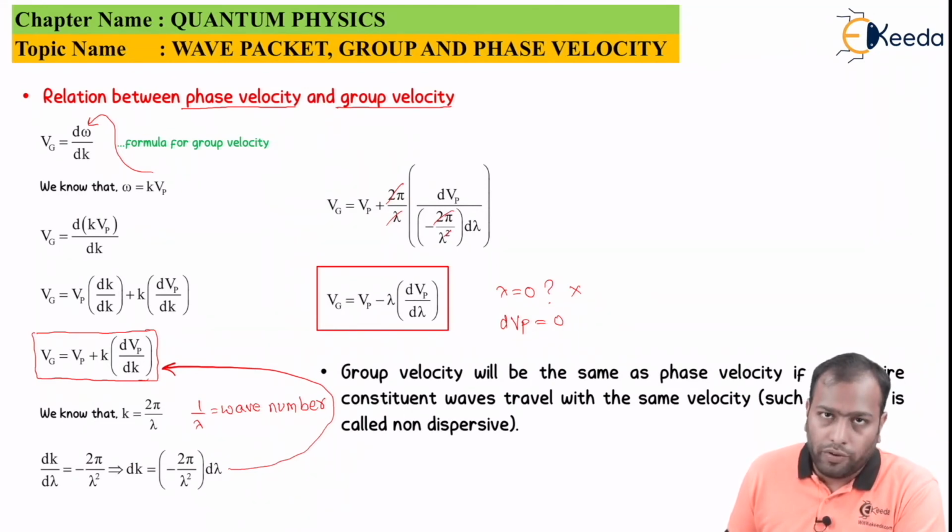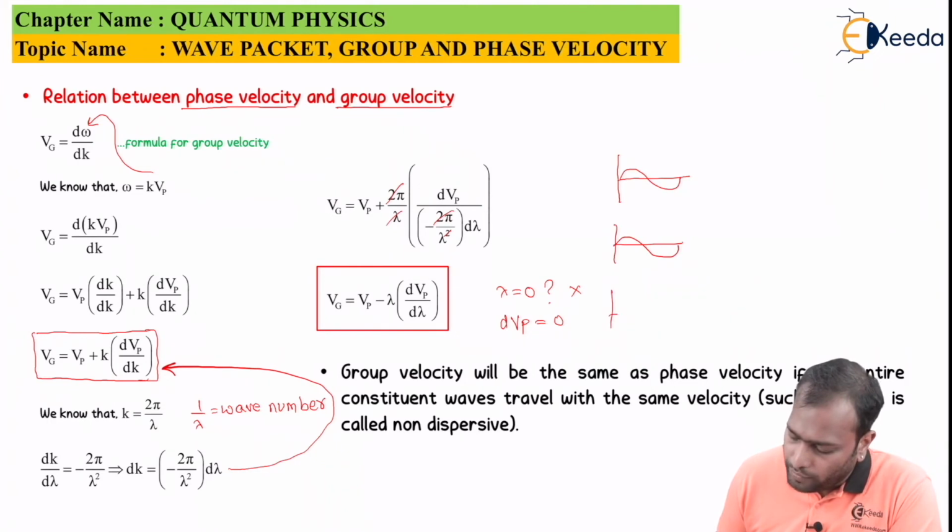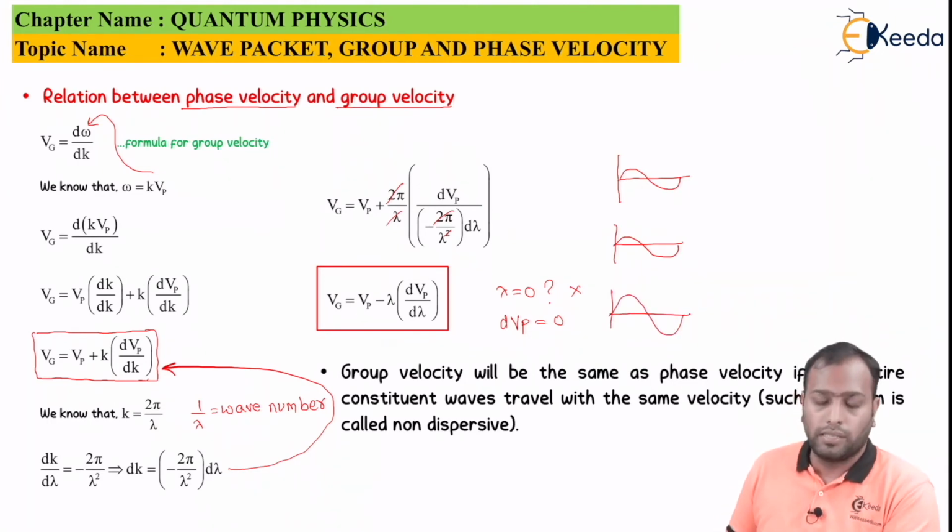If there is no difference between the two velocities of wave 1 and wave 2, you will be getting dVp as 0, and finally your Vg will be equal to Vp. Well, this is the case wherein you get a pure constructive interference. This is wave 1, this is wave 2, and combining these waves, I'll be getting a wave which is similar to this. This is the case wherein your Vg equals Vp.